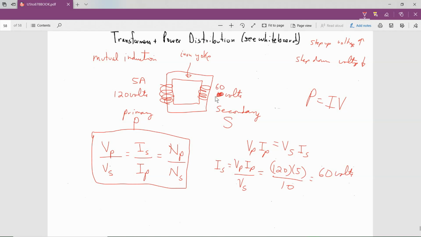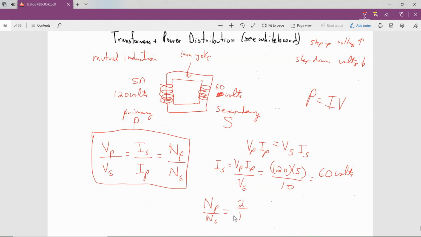Okay, so you see here that the turn ratio, the NP over NS, would be VP over VS, which would be 2 to 1. So there'd be twice as many coils in the primary than the secondary. Now some people write the turn ratio as NS over NP, so be careful what you have here. So NP over NS, let's just call it that. If I want the turn ratio primary to secondary, it would be 2 to 1, because it would be 120 over 60. Okay, let's do another one.